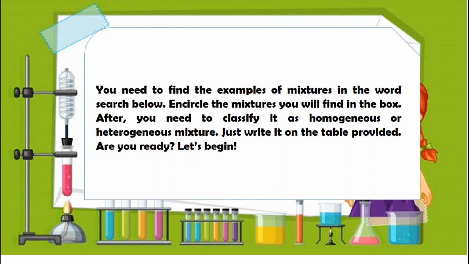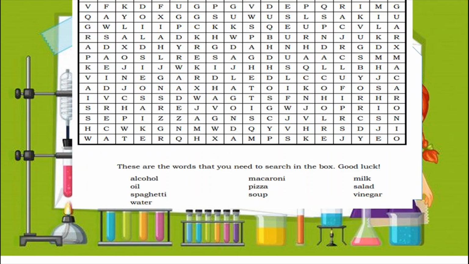You need to find the example of mixture in the word search below. Encircle the mixtures you will find in the box. After, you need to classify it as a homogeneous or heterogeneous mixture. Just write it on the table provided. Are you ready? And let's begin. Okay, so mao ni siya children, tanawa. These are the words that you need to search in the box.